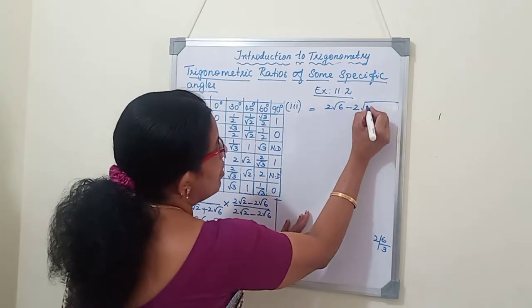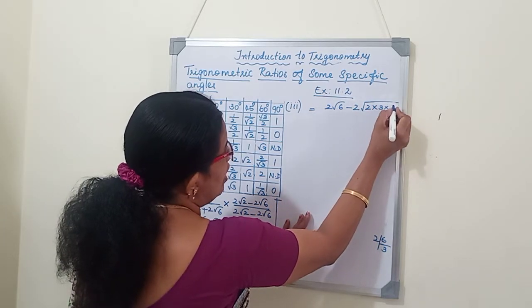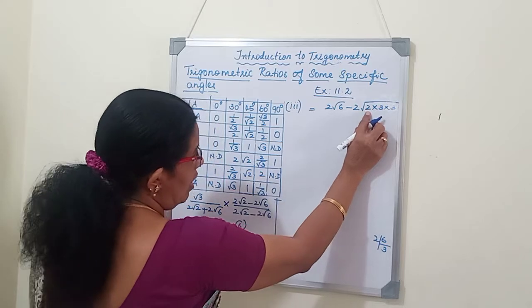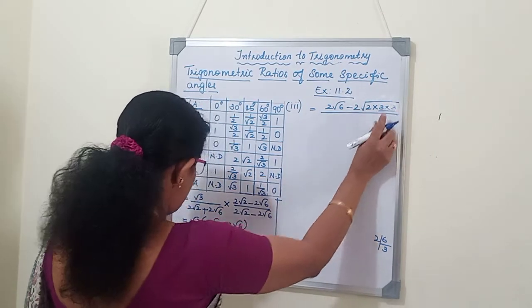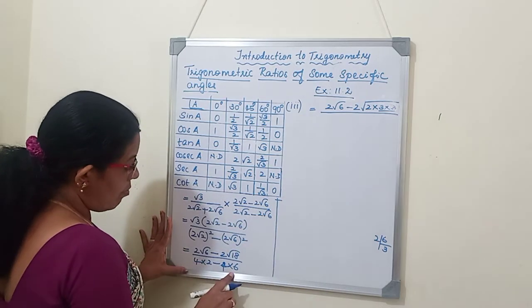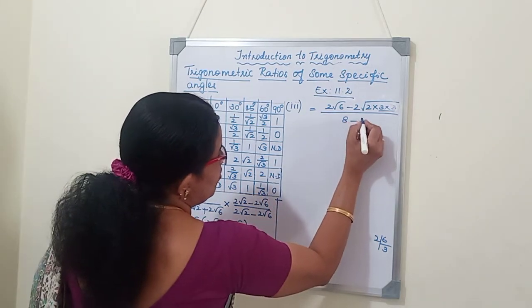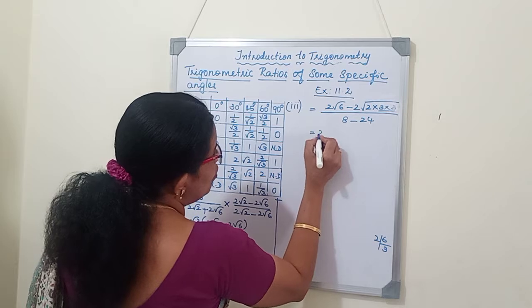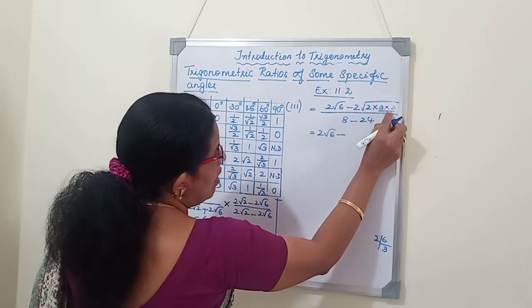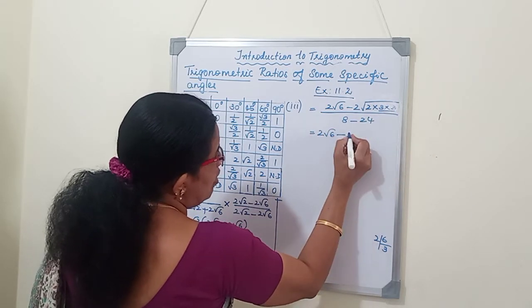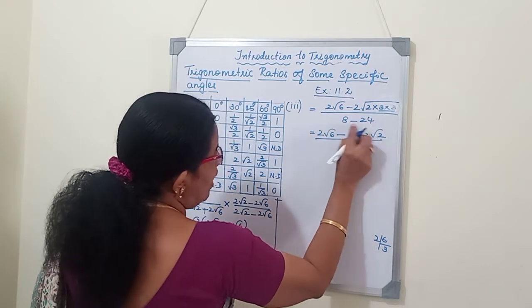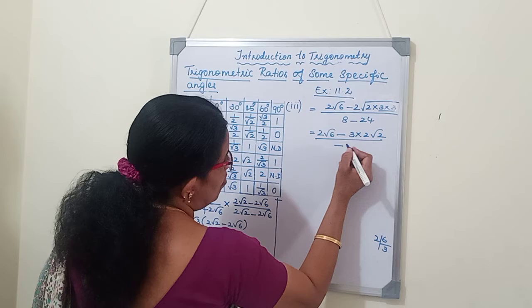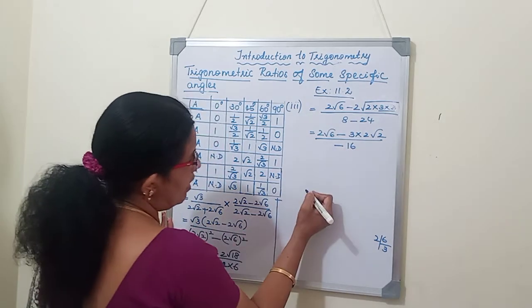But root 18 can be written as 2 into 3 into 3. 3 3s are 9, 2 9s are 18. So from these two similar numbers we can take one number out. So I have factorized that. Now here it is 8 minus 24. So we will get 2 root 6 minus, here one 3 we will take outside, so 3 into 2 root 2 by 8 minus 24. It is minus 16 we will get.